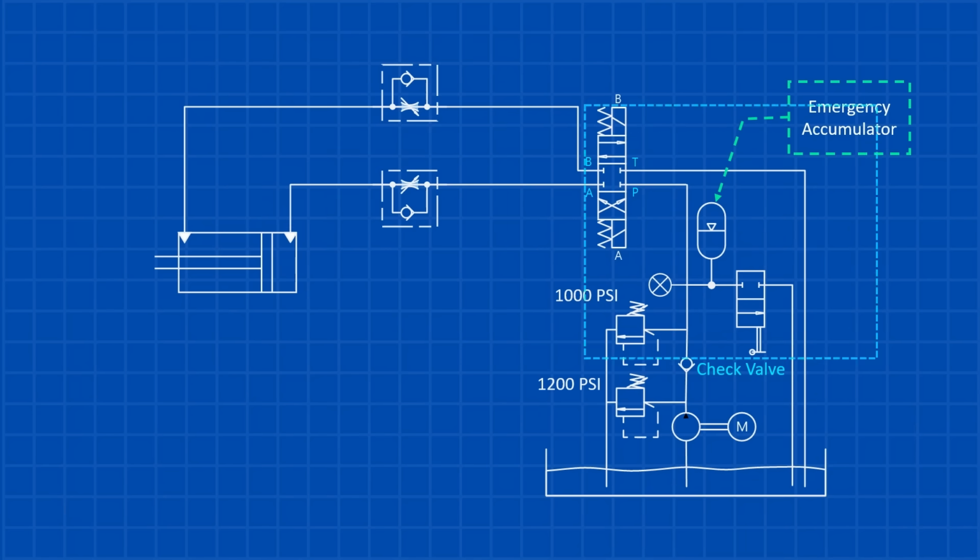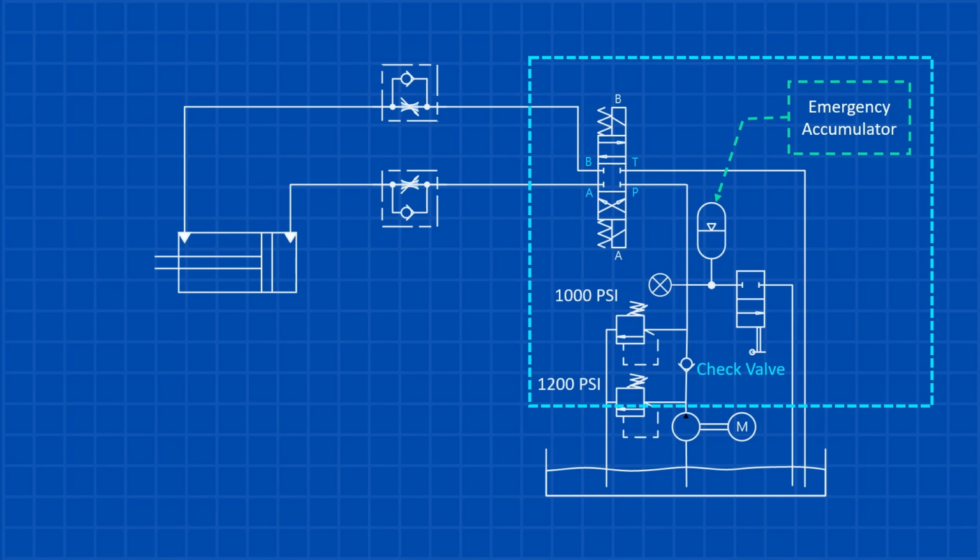The third use of an accumulator is as an emergency backup. If the pump fails, the accumulator's stored energy can be manually used to move the actuator into a safe or neutral position, keeping the system secure during emergencies. In our example, if the pump fails, the check valve allows the accumulator to keep the line pressurized. This stored energy can then be used to move the actuator, either by manually operating the override on the four-way directional valve or by energizing the valve's coil.